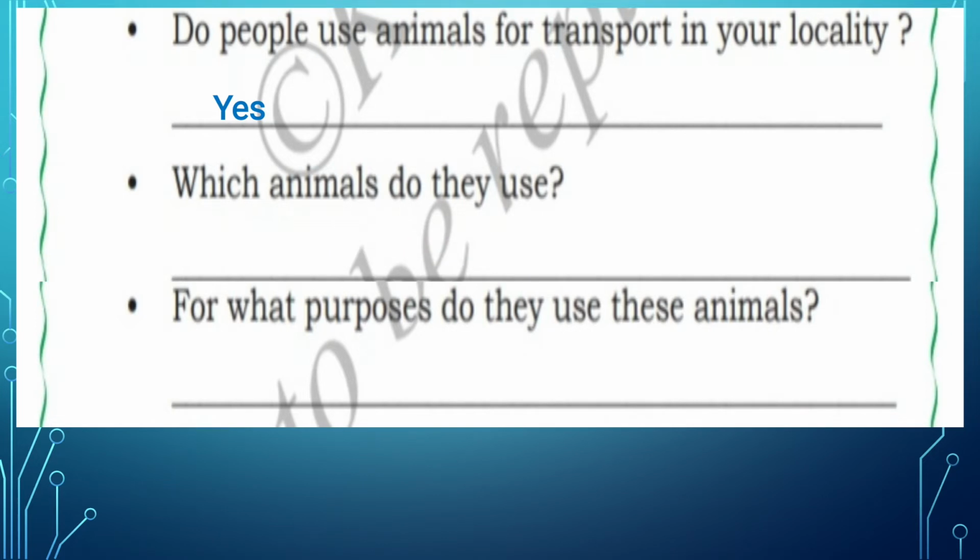If yes, then which animals are they using? Which kind of animals are they using? What kind of animals have you seen people using? Like I have seen ox, horse and donkey. In my local areas, the ox, horse and donkeys are being used.